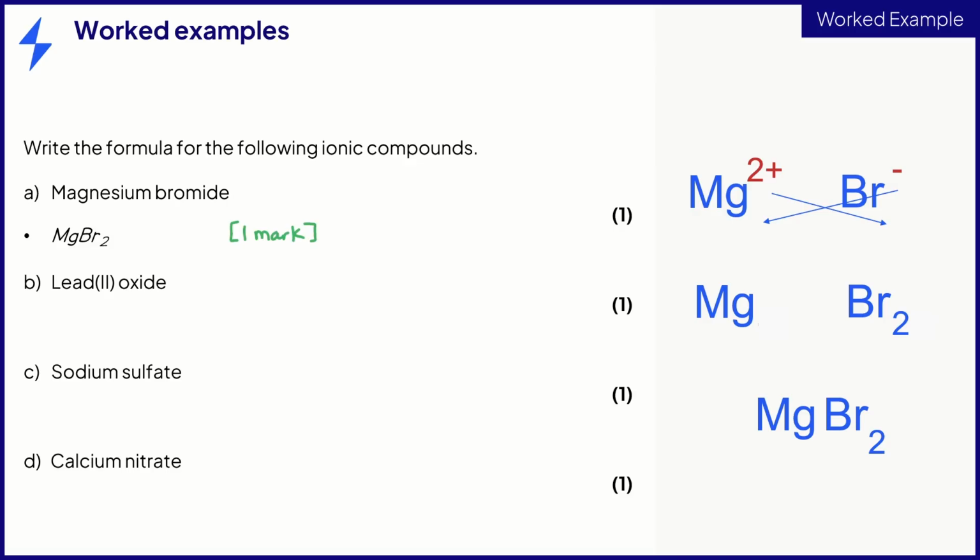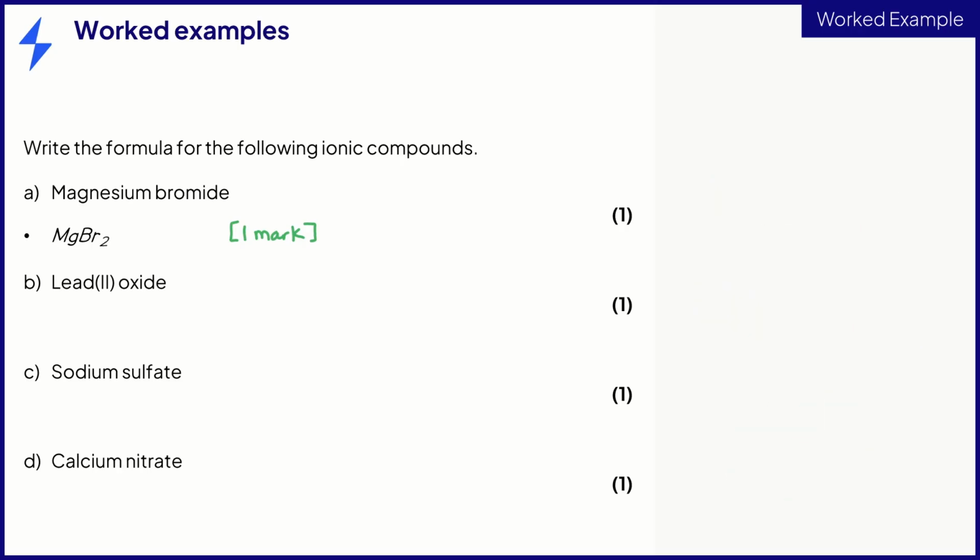Let's double check the formula is correct. We have 1 magnesium ion with a charge of 2 plus, which is cancelled out by 2 bromide ions, each with a charge of 1 minus. These add up to 0.